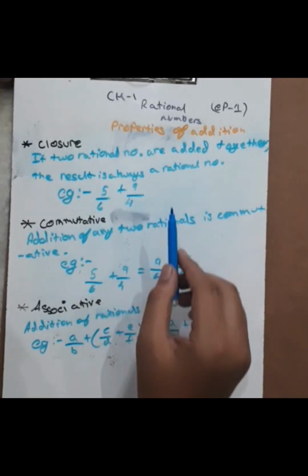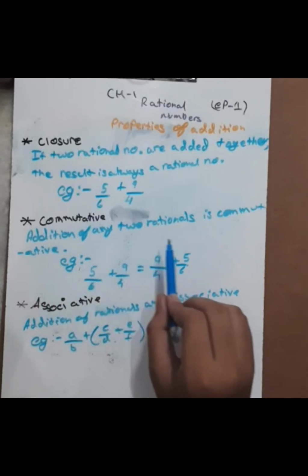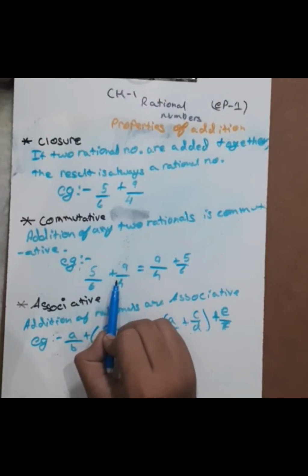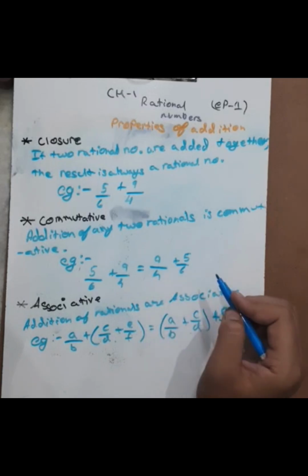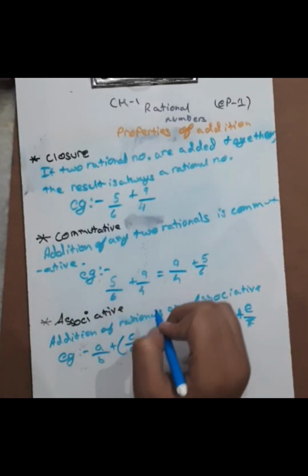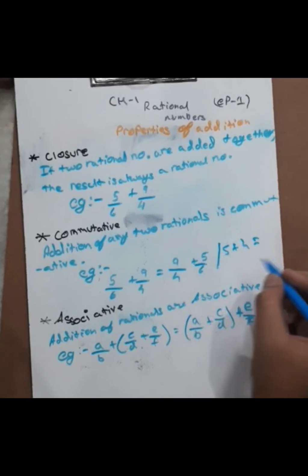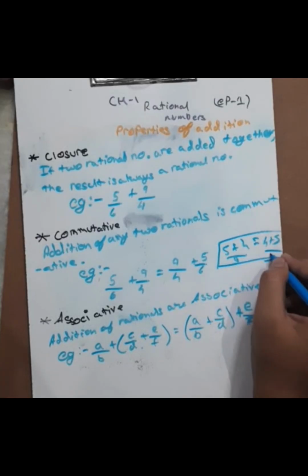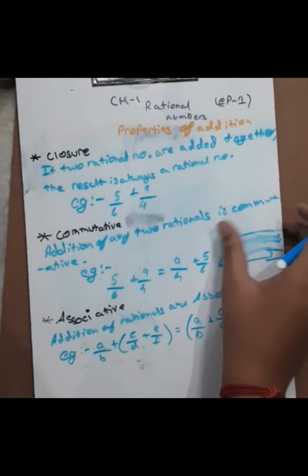Then the commutative property says addition of any two rational numbers is commutative. Example, 5 by 6 plus 9 by 4 is equal to 9 by 4 plus 5 by 6. Another example is 5 plus 4 is equal to 4 plus 5. Both answers are 9. So it's an example of the commutative property.